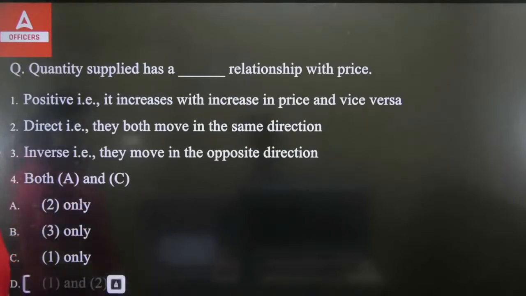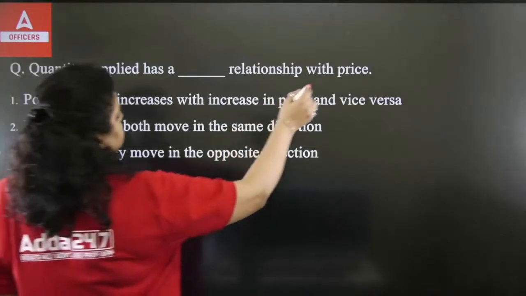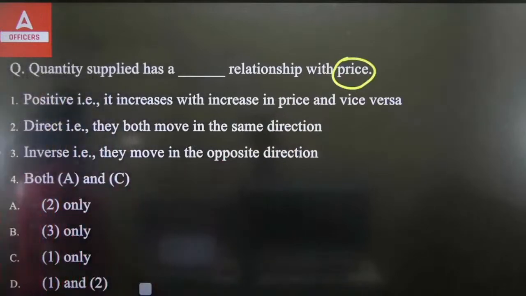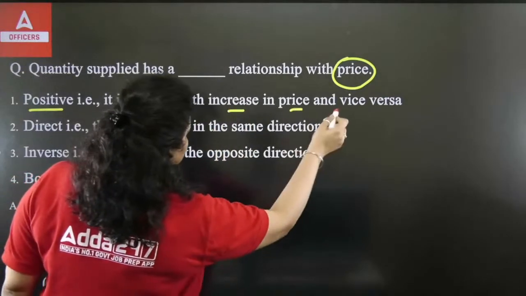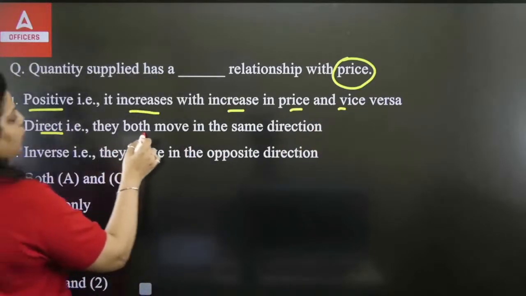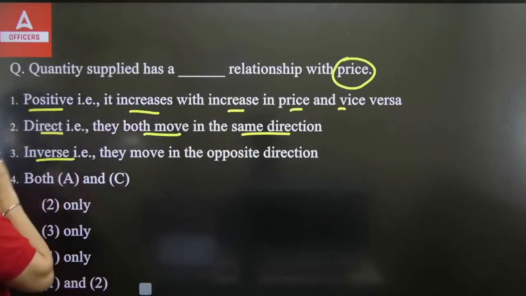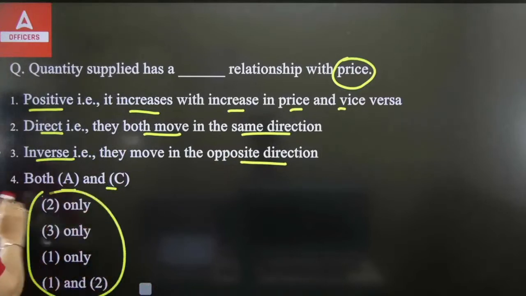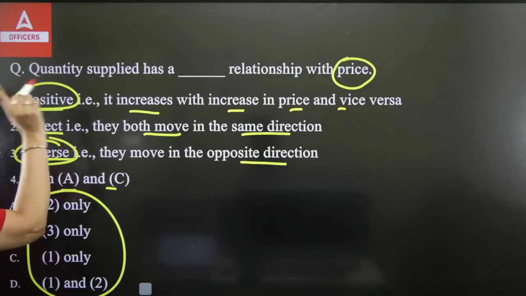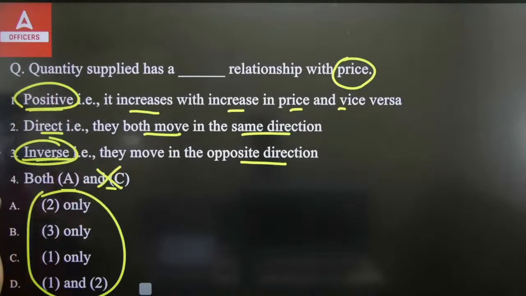Okay. Now next we have: the quantity supplied has a dash relationship with the price. What relationship do they have with the price? Positive, it means it increases with increase in price and vice versa. Direct, they both move in the same direction. Inverse, they move in the opposite direction. Both A and C. These are your options out of which you have to answer. So both A and C cannot be right because inverse and positive can't be together. So it is wrong. Okay, so the fourth option is wrong.